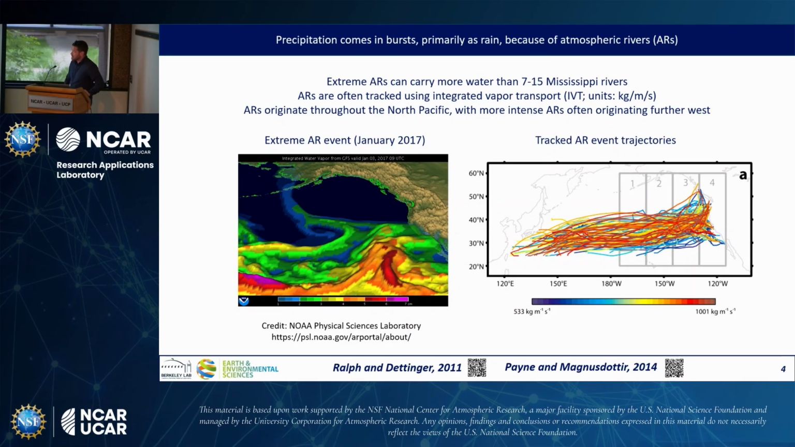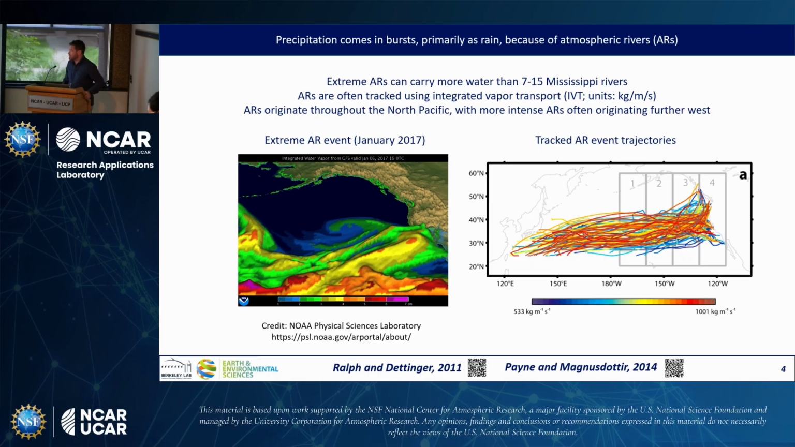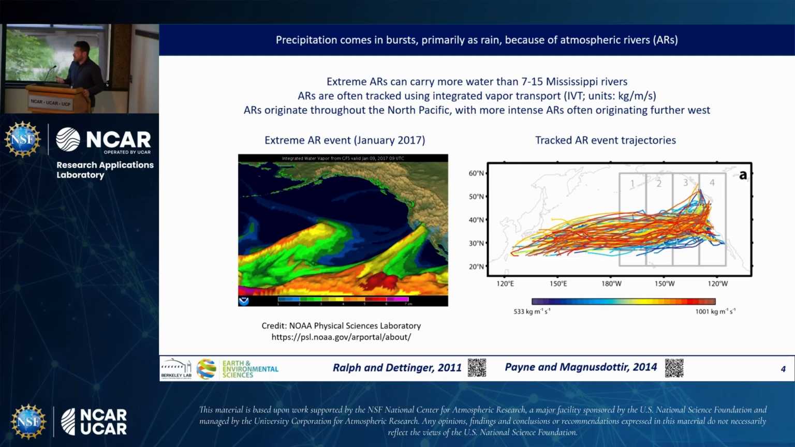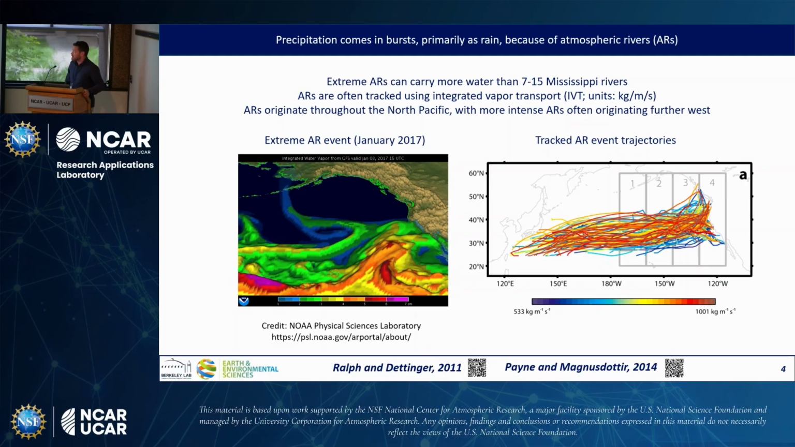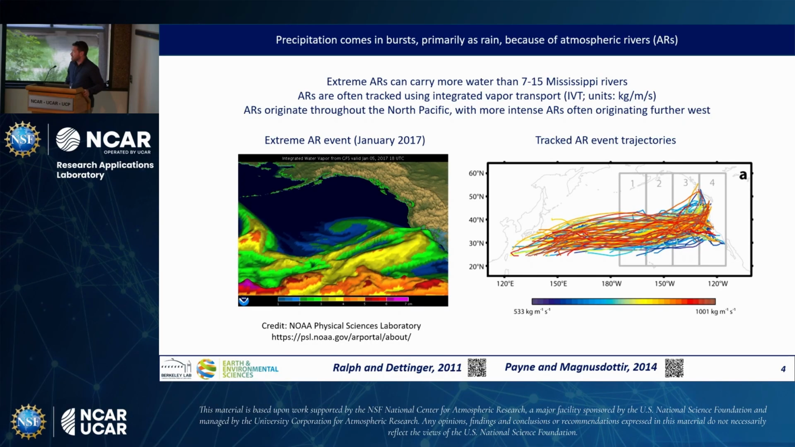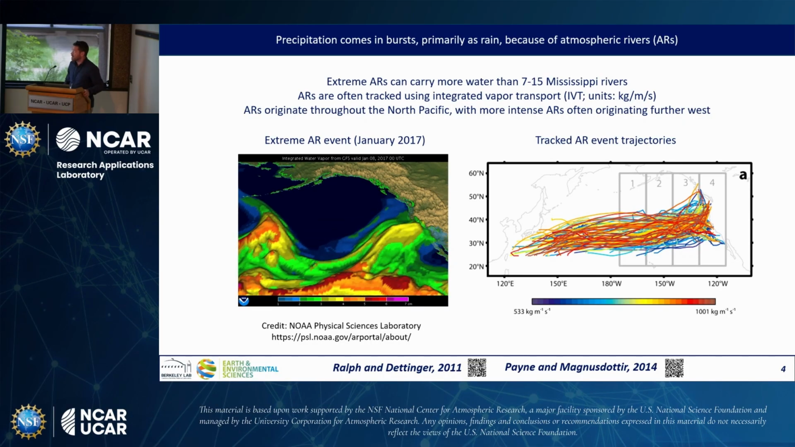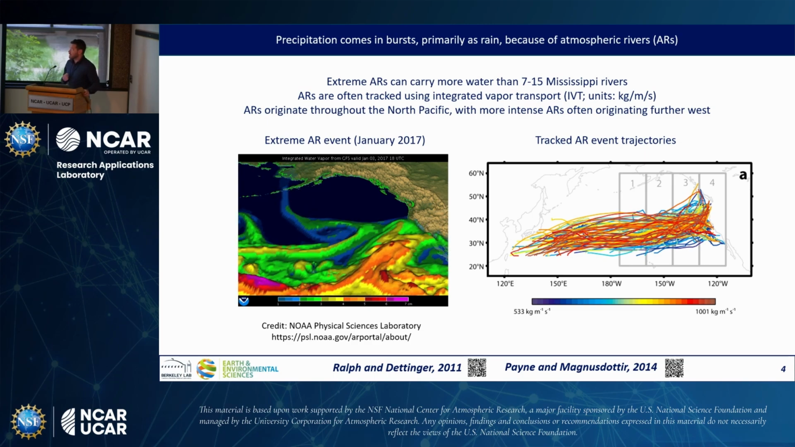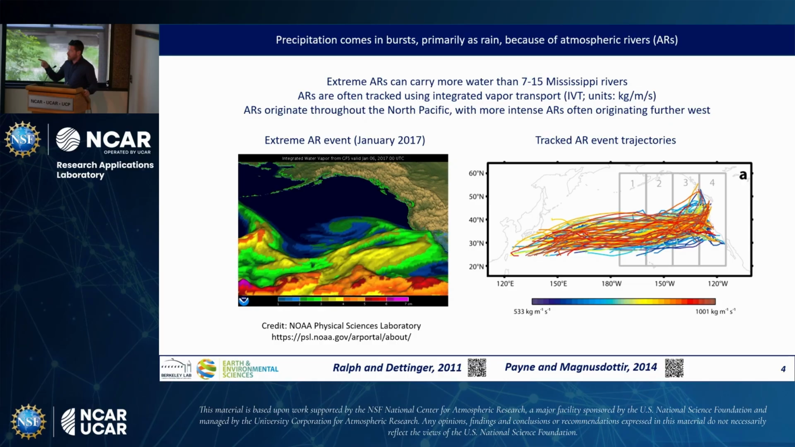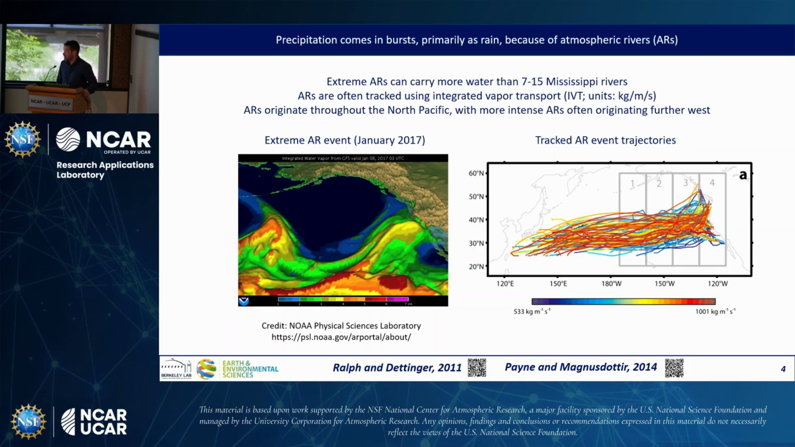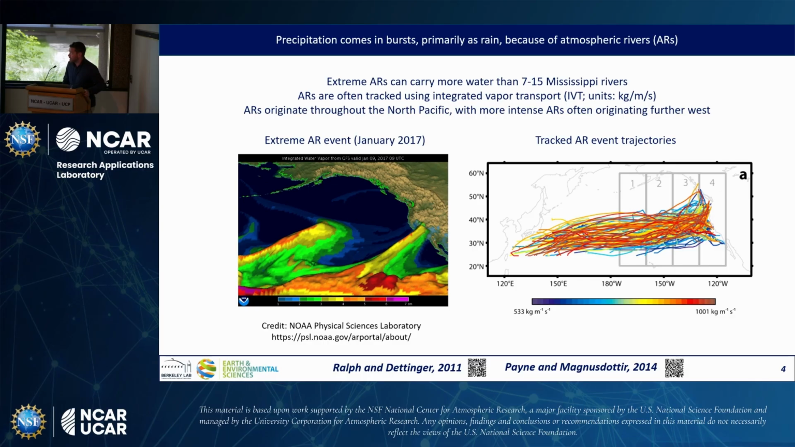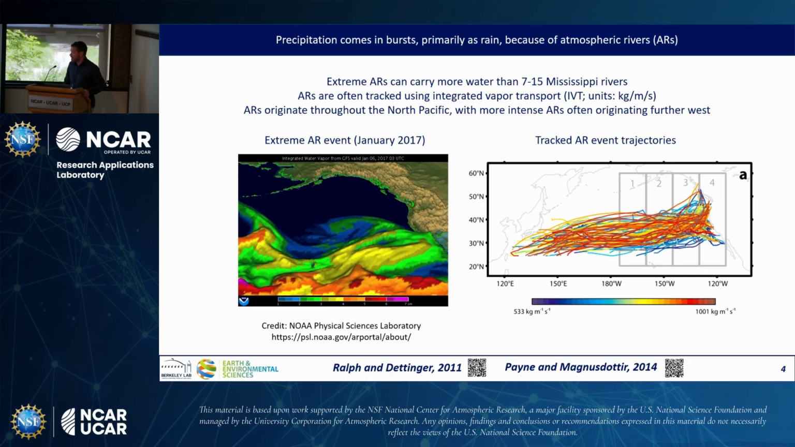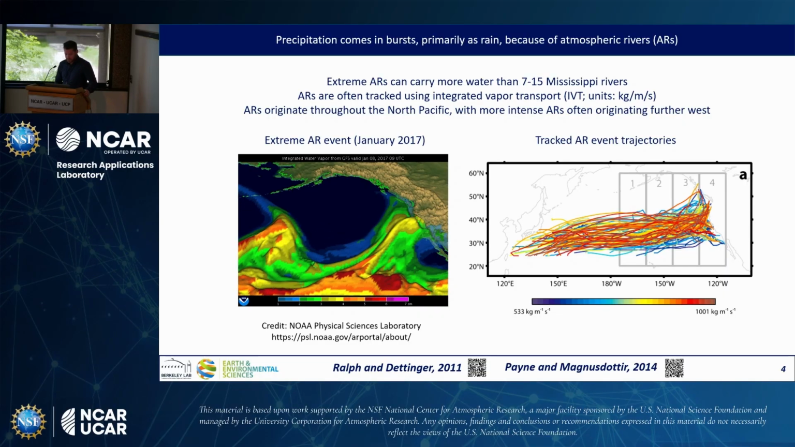And the reason for that, as I was alluding to just a second ago, is that we get these things called atmospheric rivers. These atmospheric rivers really deliver precipitation primarily as rain, but also as snowfall in the winter months. And they come in bursts of rainfall. Extreme ARs can carry more water than about 7 to 15 Mississippi rivers, which is pretty amazing. They're often seen and tracked using something called integrated vapor transport. On the lower left-hand corner of the screen, it's showing an animation of satellite imagery data of a strong AR event in January 2017. And it's showing the integrated vapor transport plume of that atmospheric river.